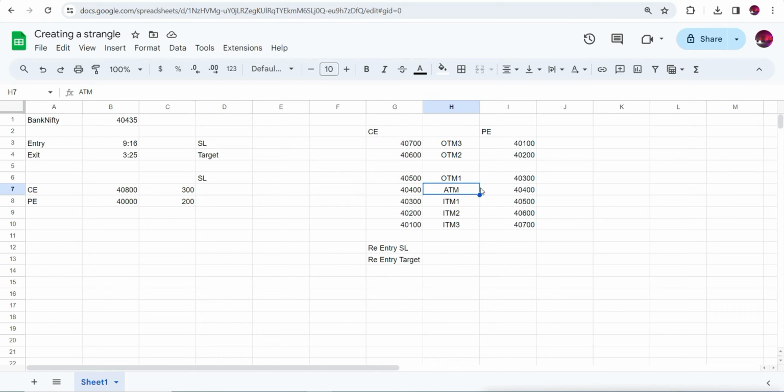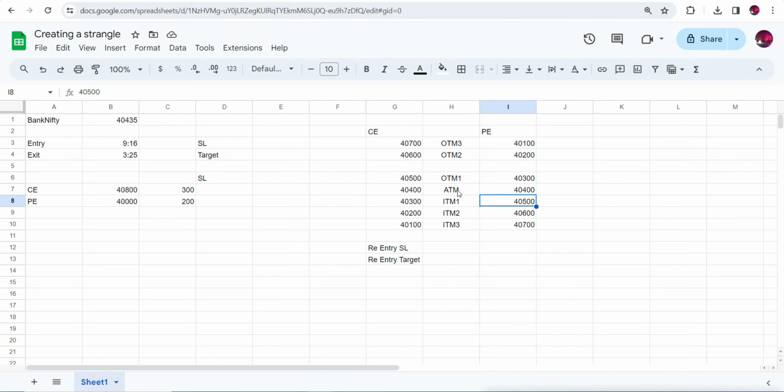On put option it is different. For example, the at the money is 4400. It is the same for both call and put. Now one strike out of the money put option is 4300 strike. Two strikes out of the money is 4200 strike. Three strikes out of the money is 4100 strike. So similarly ITM strike also works like this. You can check ITM1 for call option and ITM1 for put option.